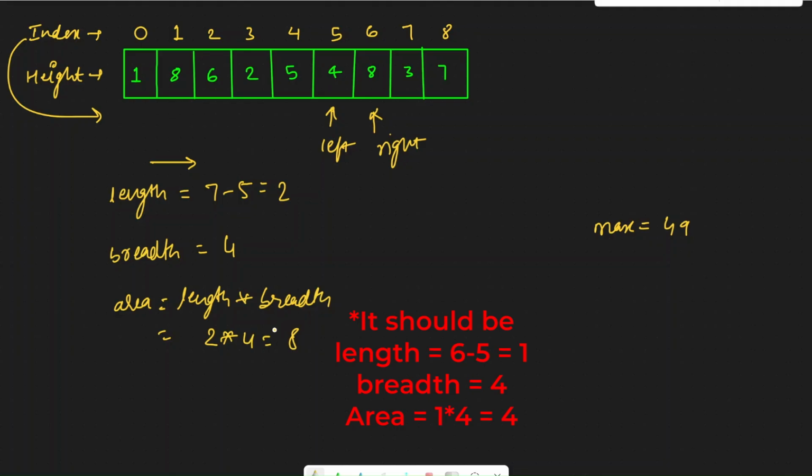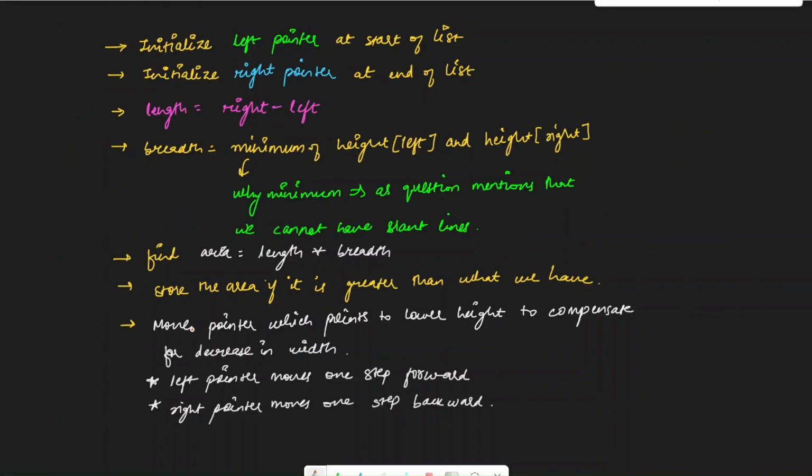Our area that we have right now is still lower than what we have as max area, so we're not going to update max area. Now again, if we try to update left and right, they're going to cross over each other. We don't want that. We always want our left to be less than right. We have reached the stopping condition, and now we can say that our max area should be equal to 49, and that's the output.